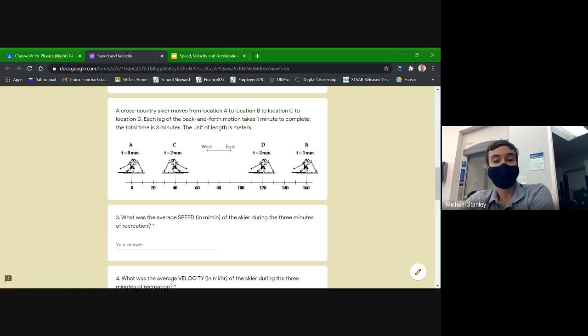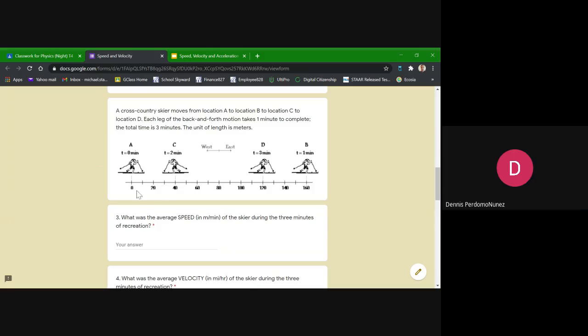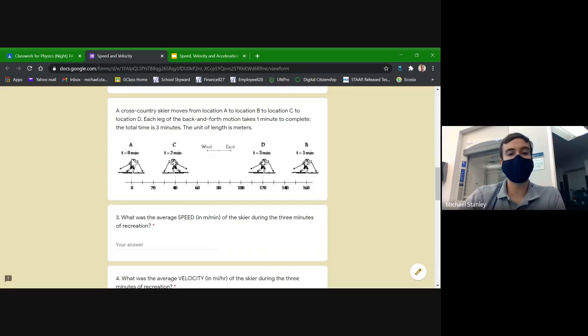So on this one, if you want to know the total distance, you'll have to add up how far they traveled when they went from A to B, plus how far they went from B to C, plus how far they went from C to D. Remember, distance is just the total amount of ground covered. So you have to add up from A to D, how far did they go? 350.